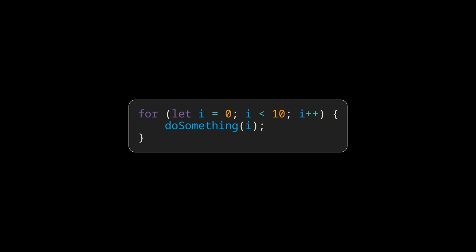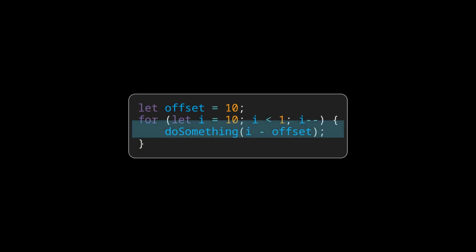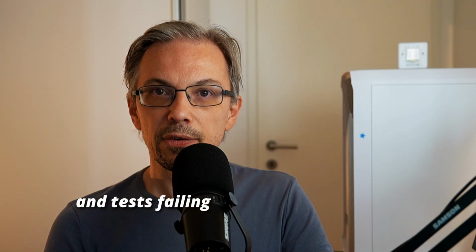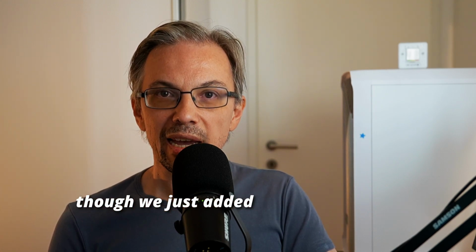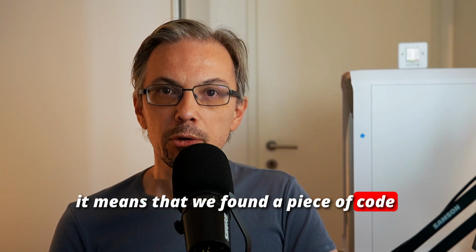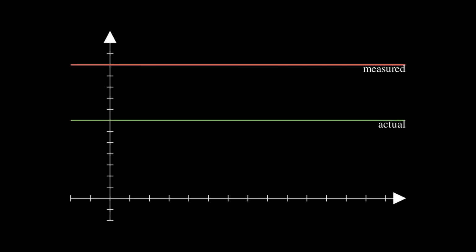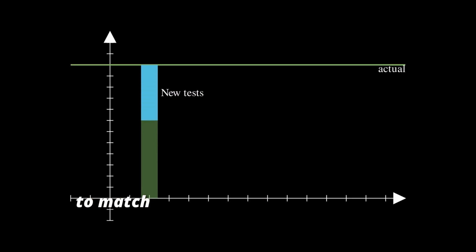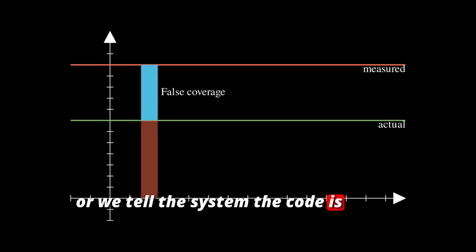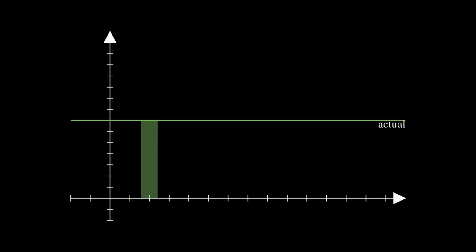How about we break our code ourselves on purpose? For example, adding a 1 where there's a 0, adding a 0 where there's a 1, adding a plus where there's a minus, you get the idea. If the tests now fail, it means they've noticed us messing with the code, and tests failing here is actually a good thing. We've confirmed that the code marked as covered is actually covered, and our code coverage reporting is much closer to reality. If tests do not fail, even though we just added an issue, it means that we found a piece of code which was marked as covered but wasn't. At this point, we either add more tests to match the coverage, or we tell the system the code is not supposed to be marked as covered. Either way, we win.